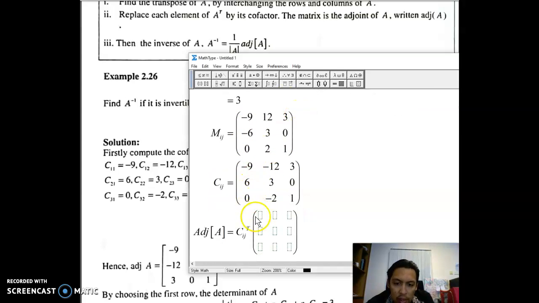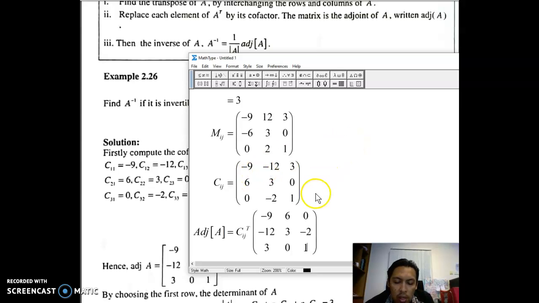And after that, to find the adjoint, we're simply going to change the columns to rows, or rows to columns. So let's change the columns to rows. We have here negative 9, 6, 0. Then negative 12, 3, negative 2. After that, we have 3, 0, 1. So this is the adjoint.